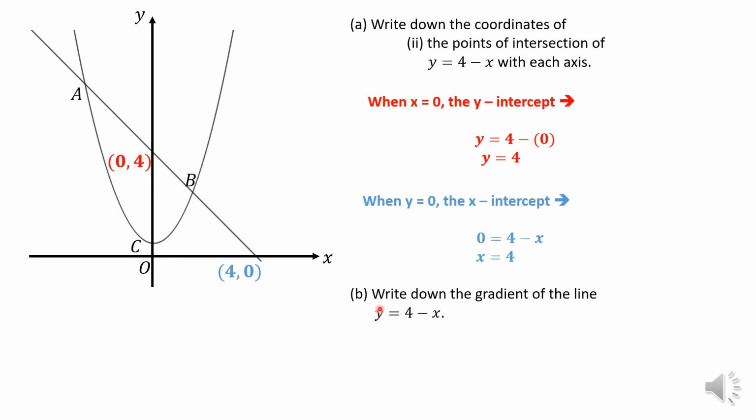Now they're asking us to find the gradient of the line. So just take this formula and rewrite it in gradient-intercept form, y equals mx plus c. Obviously you can see, as I indicated there in blue, that the gradient is nothing but -1.